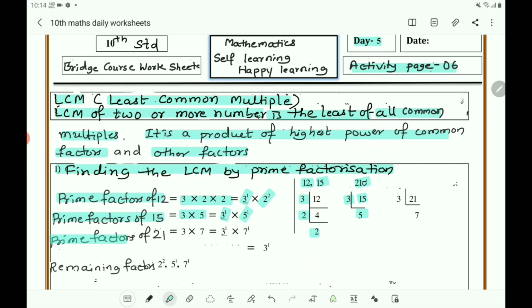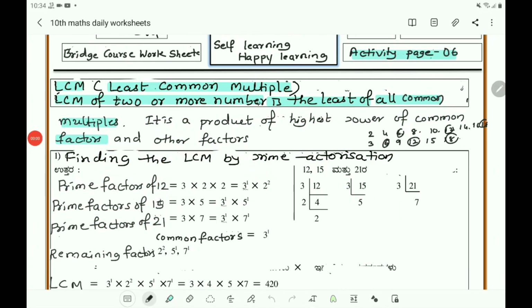Then prime factors of 21. Prime factors of 21, 3 7s are 21. So 3 into 7, 1 time 3, 3 power 1, 1 time 7, 7 power 1. Then what is the LCM? LCM is 6. The least common multiple of 2 and 3 is 6.